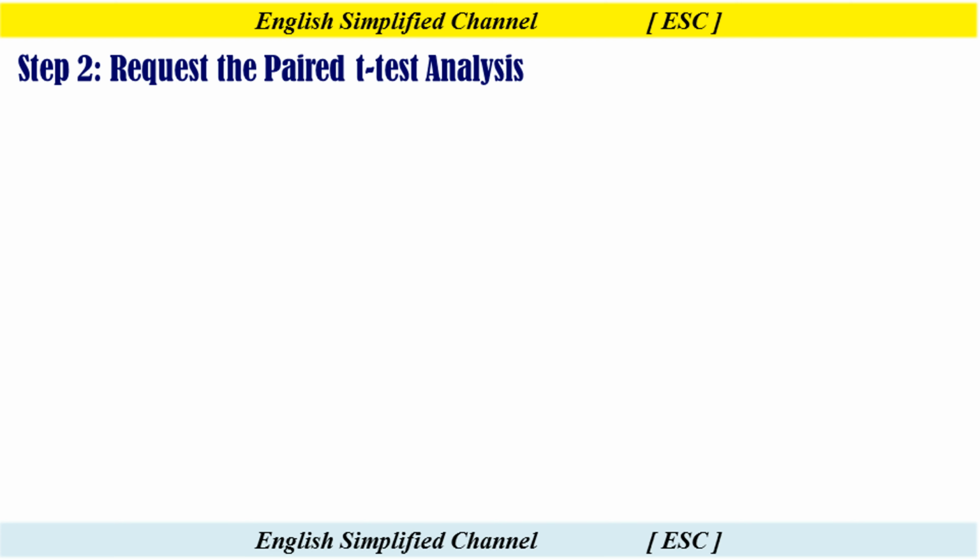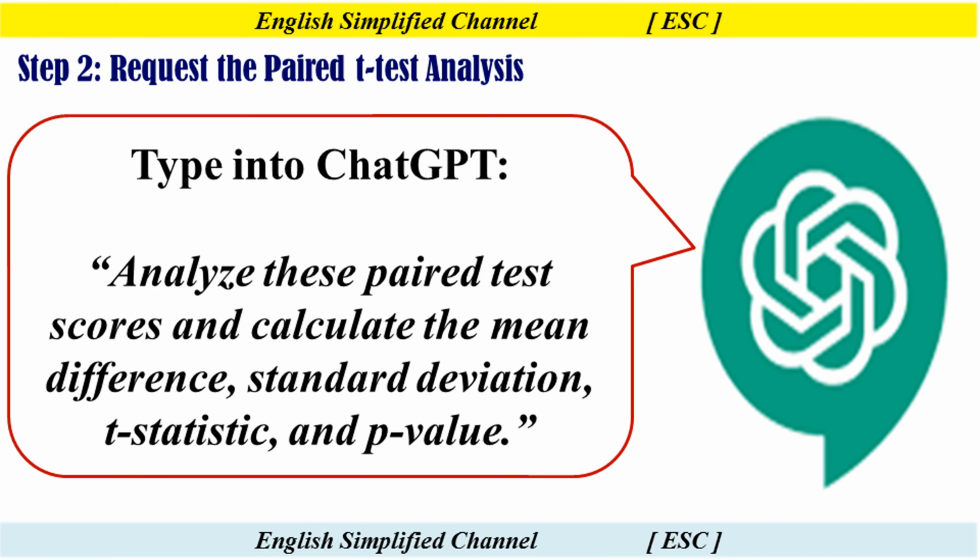Step 2. Request the paired t-test analysis. Next, ask ChatGPT to perform a paired t-test. Make sure to specify if you want detailed calculations or just the results. You can use a prompt like this by typing it into ChatGPT. Analyze these paired test scores and calculate the mean difference, standard deviation, t-statistic, and p-value.